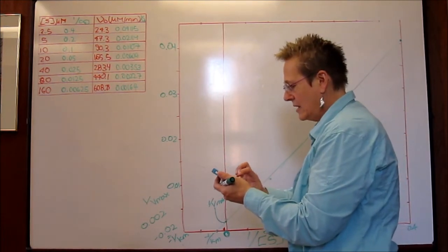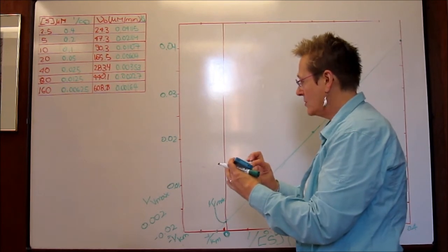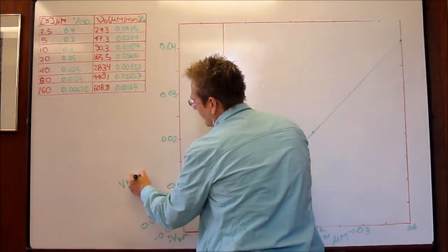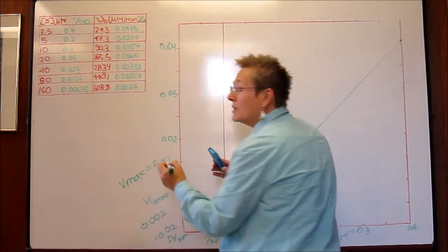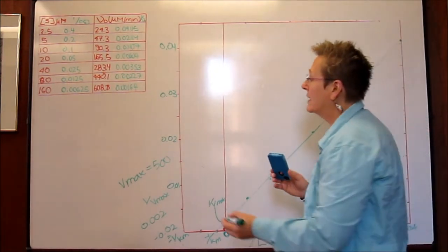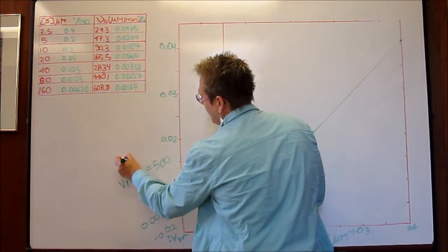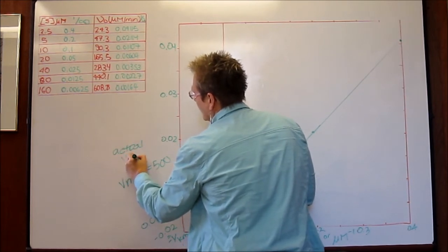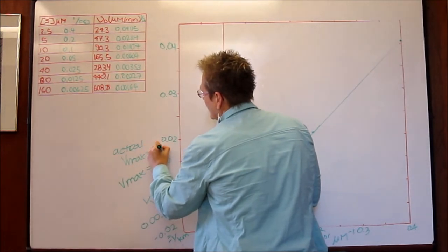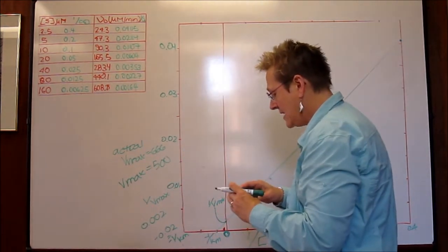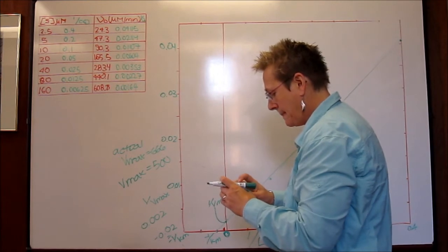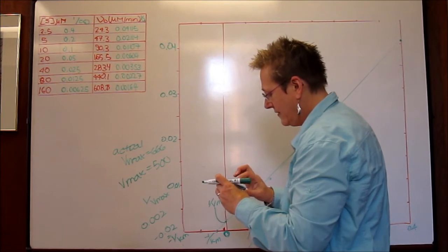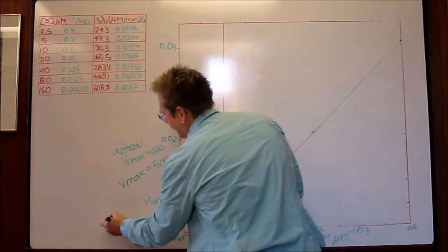I have, let's see, 0.002, 1 over x. I get a Vmax of 500. The actual data here, if you plot it out properly, you will get a value of 666, okay? So actual Vmax equals 666. And the Km here, I get a value of 0.02, negative 1 over x gives me a Km of 50.